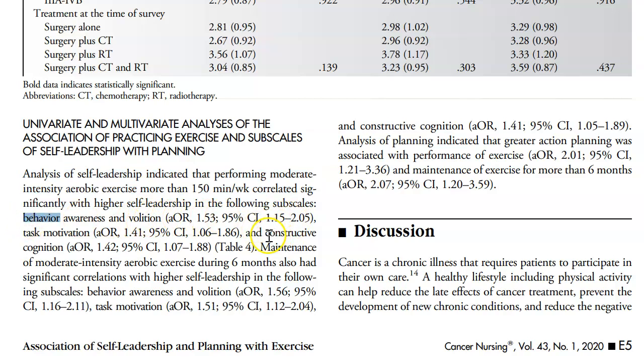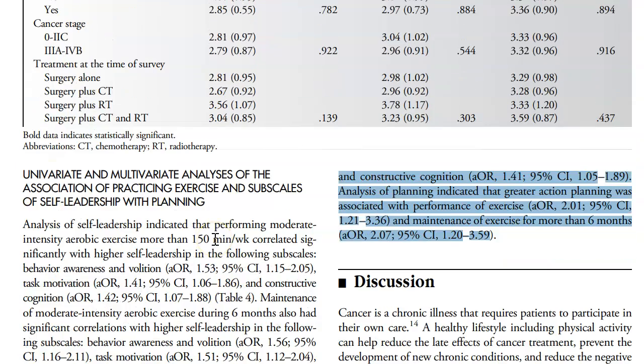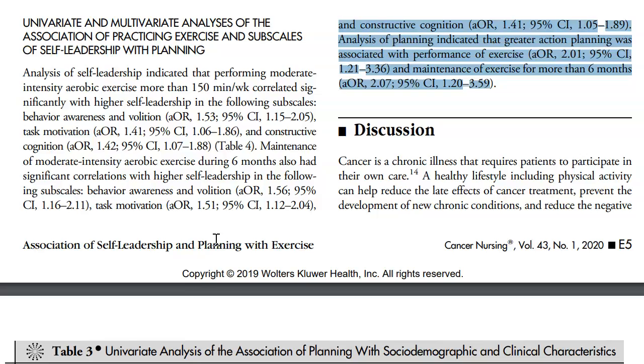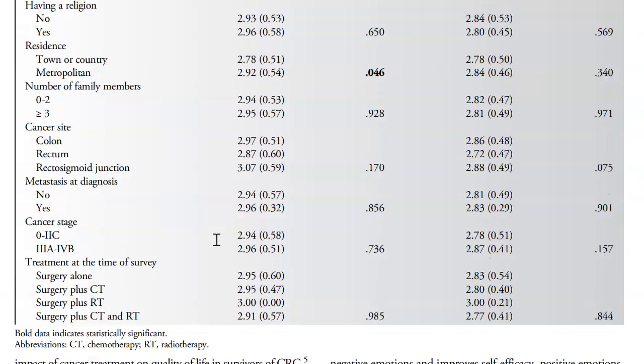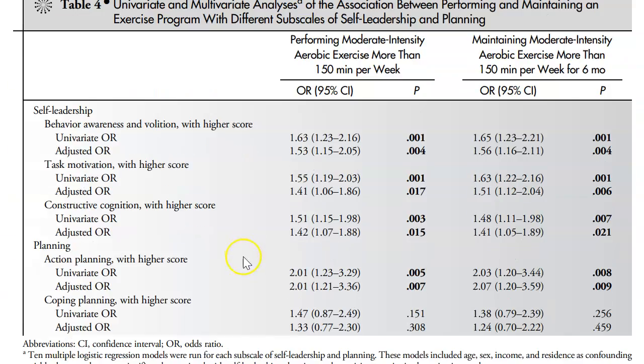Now, this is outside the scope of what we care about. And then maintenance of moderate intensity aerobic exercise also had significant correlations. All right, in this particular case, I'm going to say that the way they reported this kind of sucks. It doesn't really make it clear. They say table 4, that's table 2. Table 4, here we go.